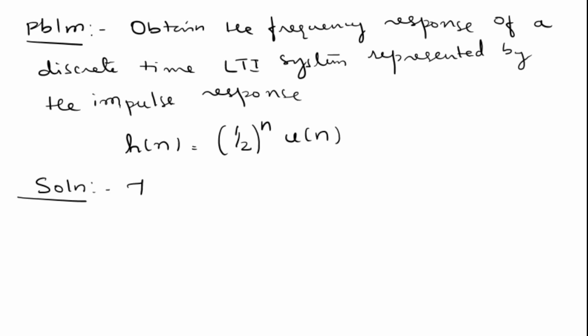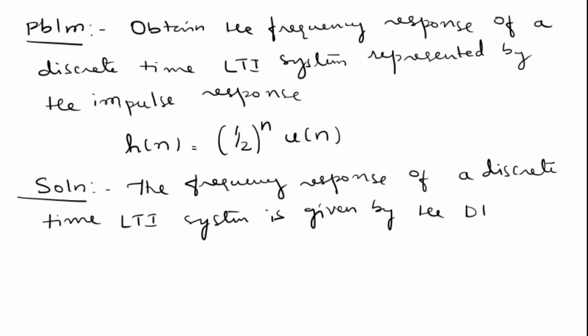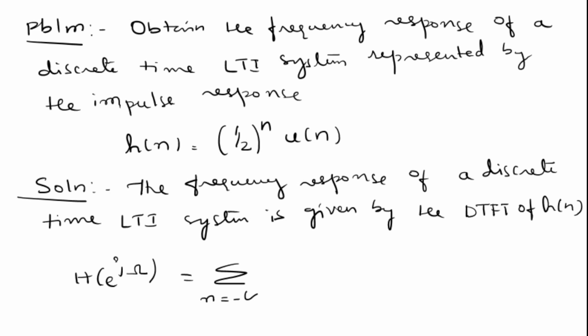The frequency response of a discrete time LTI system is given by the DTFT of h of n, that is h of e power j omega is equal to summation n is equal to minus infinity to infinity h of n into e power minus j omega n.